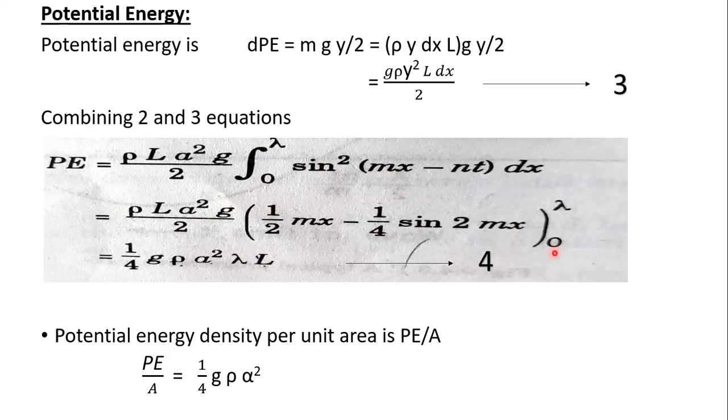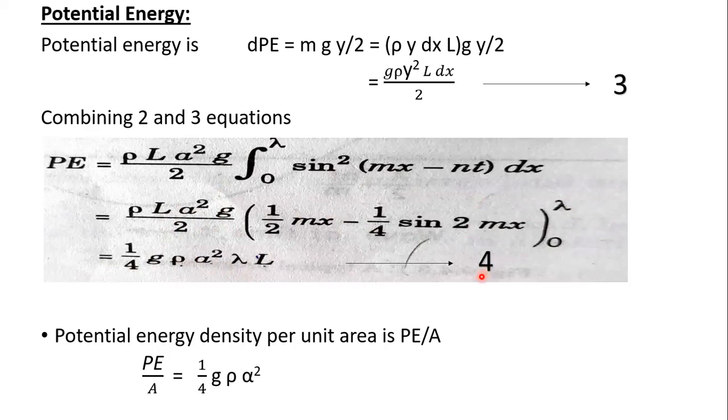So we are applying the limit 0 to lambda here. 1 by 2 will become common, so we can take 1 by 2 common. So 1 by 2, 1 by 2, 1 by 4. So rho a square L, and from this we will get 0, the total will be 0, and from this we will get lambda. This is the fourth equation.